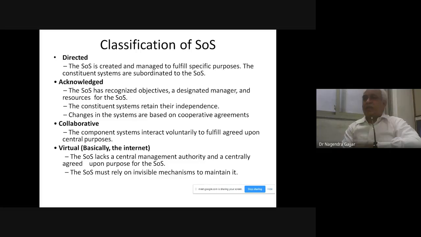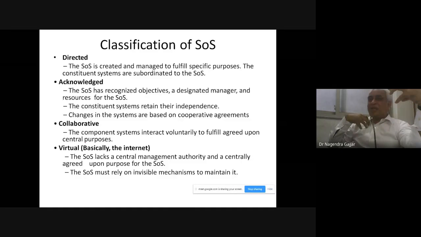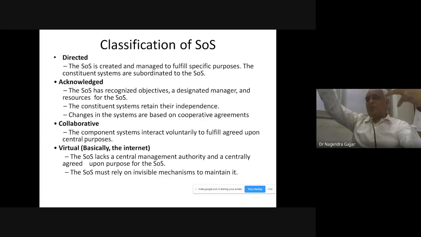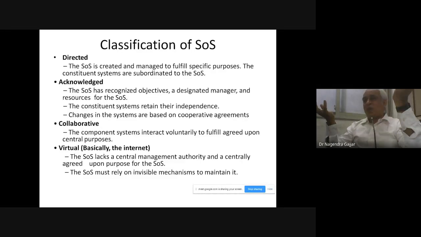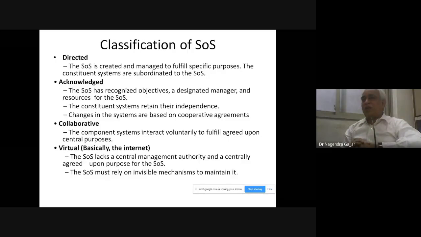The third classification is collaborative. The component systems interact voluntarily to fulfill agreed upon central purposes. Collaboration is within your team, right? You say, okay, I'll be designing the input system, I'll be designing my output system. Somebody will say I'll be designing my central system. Somebody will say I'll be managing the resources. And one person will say I'll be doing documentation and reporting. So you have components of the system where you interact voluntarily to fulfill an agreed upon central purpose. You have distributed your tasks and you are working in collaboration. So that's what we call a collaborative system.